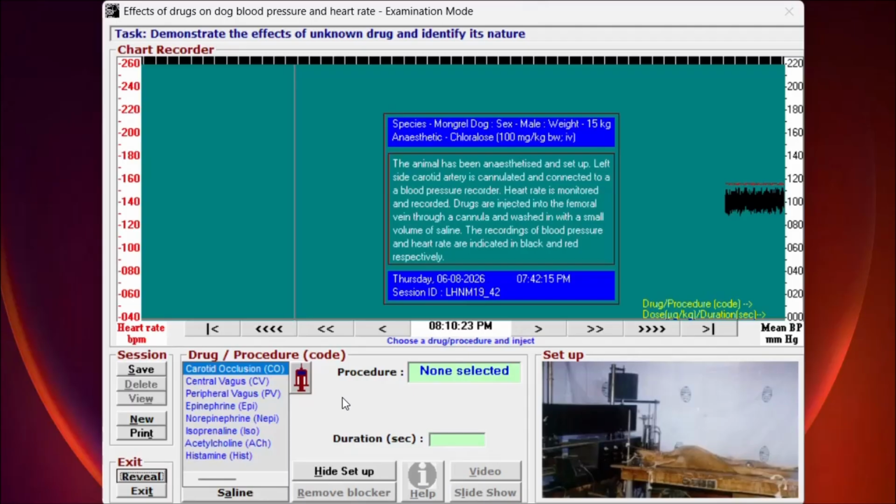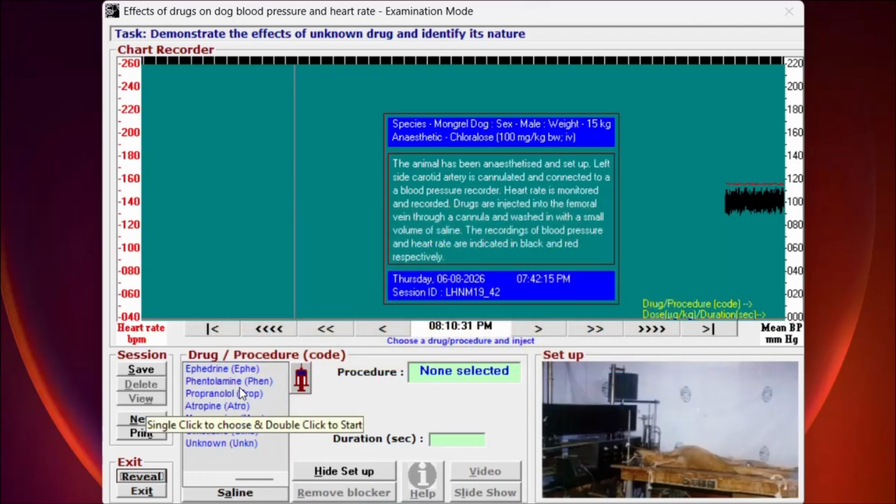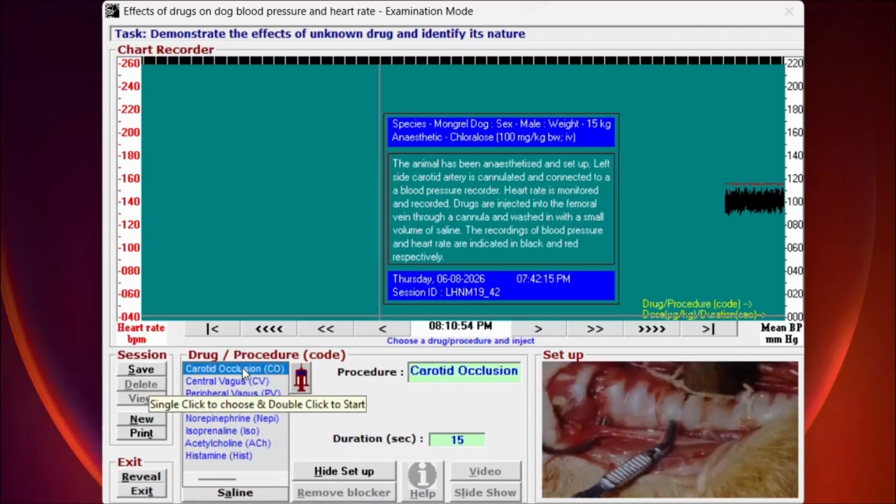So first, let's begin with the first topic, that is the effect of carotid artery occlusion. As you can see here, when I scroll down with the mouse, you can go to the other drugs. At this point of time, this is in the exam mode. This is the mode in which you will be provided this software, and then you will have to perform the experiment based on the questions provided to you. So first, we are going to see the effect of carotid artery occlusion. We are going to select it, and you can see the image has changed here when we have clicked on carotid artery occlusion.